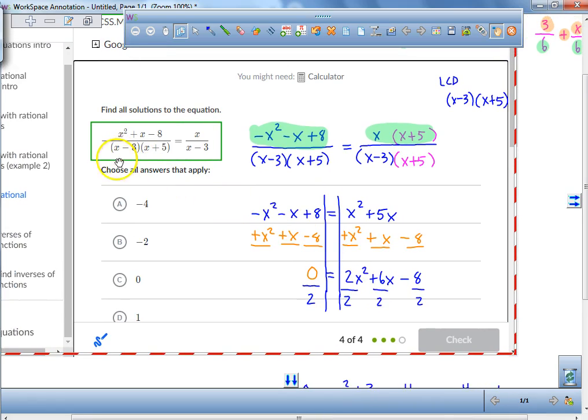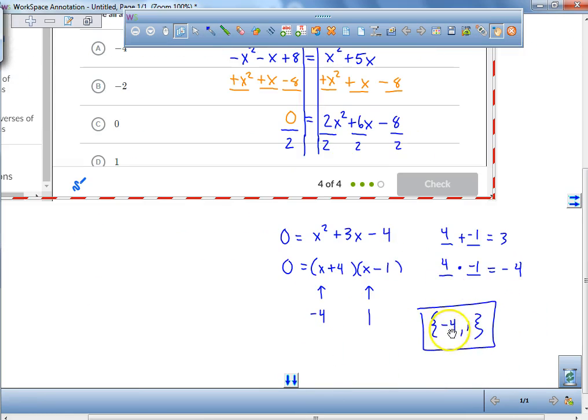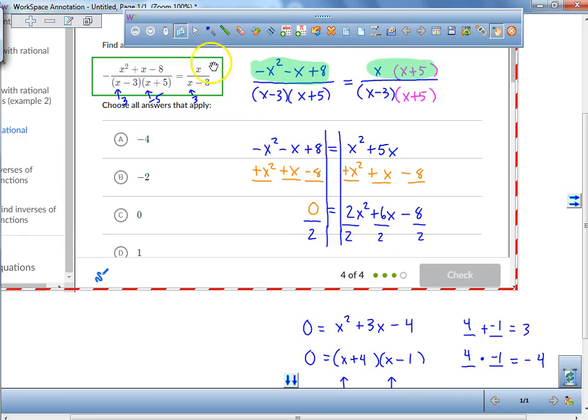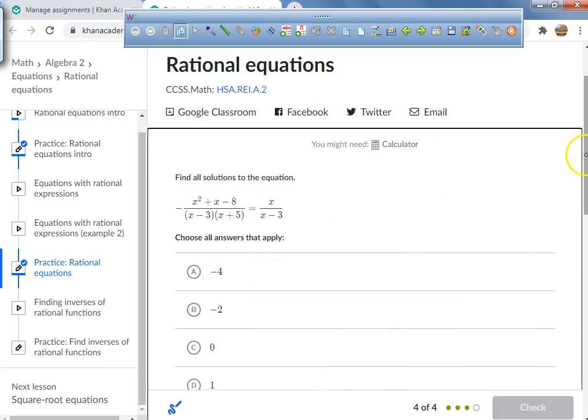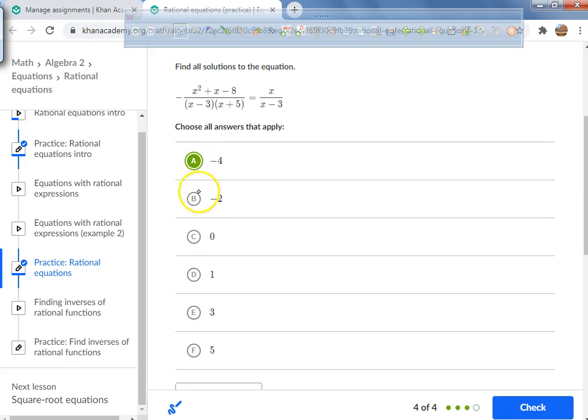What are the numbers that we weren't allowed to plug in? Give me a number that would be a bad number to plug in right there. A 3. What about right there? Negative 5. And what about there? 3. So if we would have gotten a 3 or a negative 5 as a solution, then we wouldn't select them. But did we get a 3 or a negative 5? No, we got a what? Negative 4 and a 1. So you see where it says choose all answers that apply? What's one of the answers I'm going to choose? Negative 4, and what was the other one? 1.